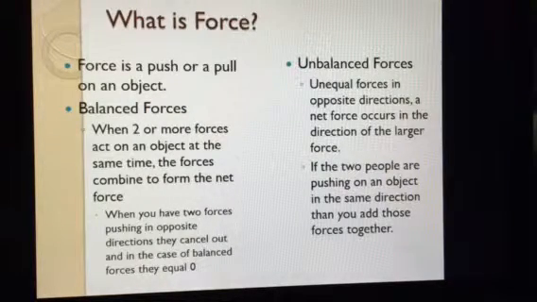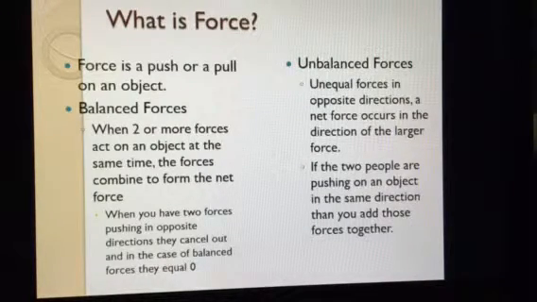So if we have one person pushing to the left at 10 newtons, and the other person is pushing to the right at 5 newtons, you're obviously going to move to the left, with an overall total force acting on the person sitting in my chair of 5 newtons, because one is going to be positive and the other one will be negative. So they actually will reduce, and it'll be only 5 newtons of force applied.